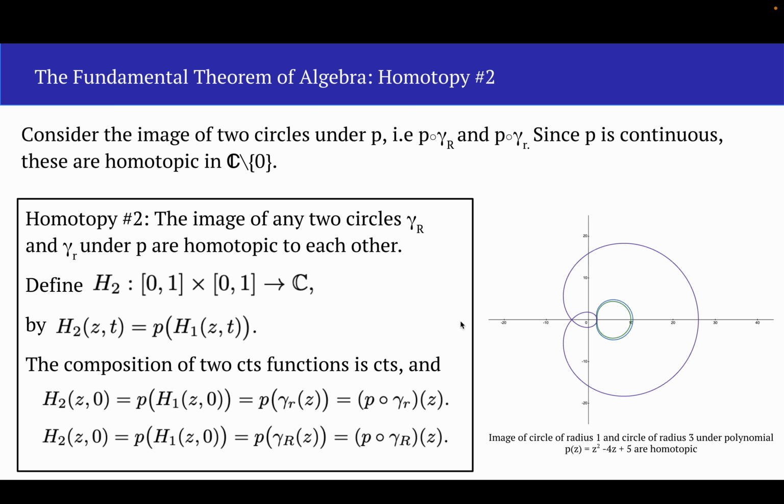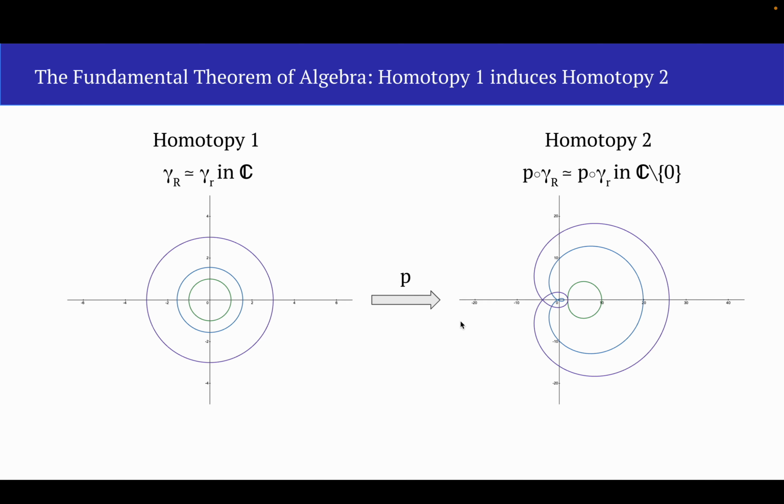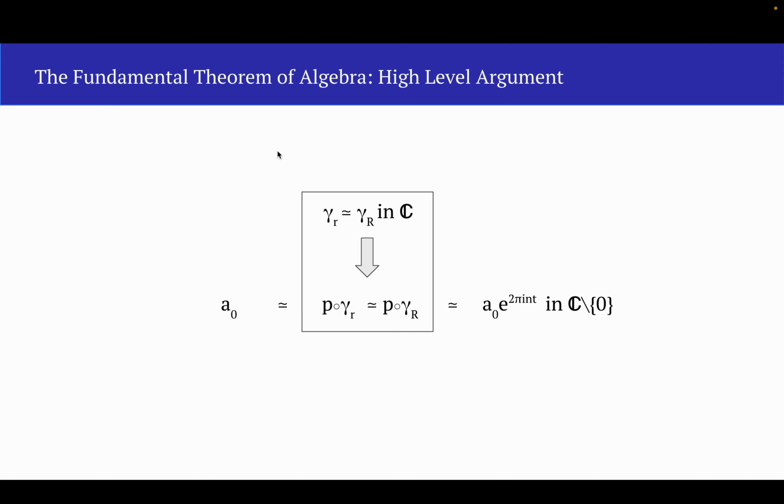We'll formalize this with a third homotopy, but before we get to that, just to recap, what we've done is taken two circles and considered their mapping under P, and claim that we can still preserve the homotopy just without going through the origin. And that is what this diagram shows.